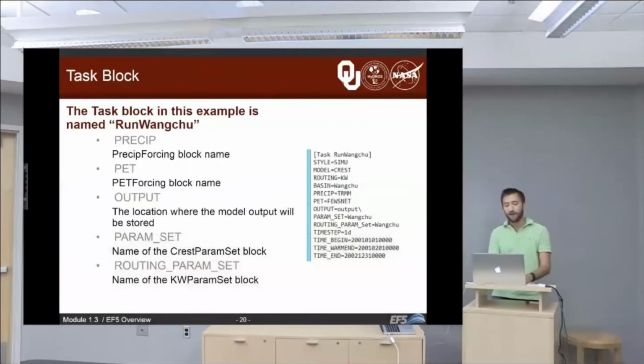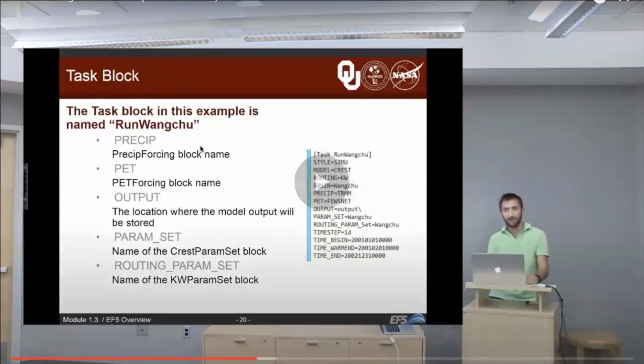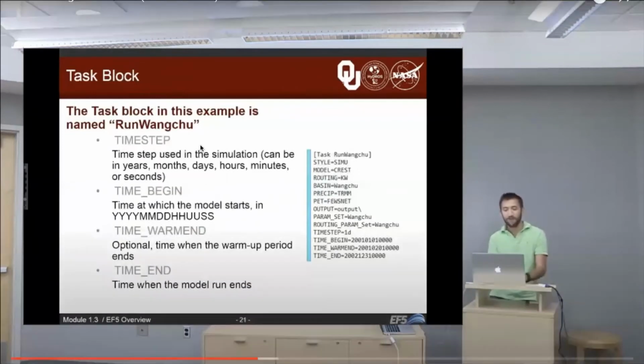Param set and routing param set, those names should correspond with the names of the parameter blocks you want to use. And then finally, at the end, we have our timing information. El output es la ubicación donde se almacenará la salida del modelo. Después el paramset y el routing paramset son los nombres del bloque de crest paramset y de KW paramset.